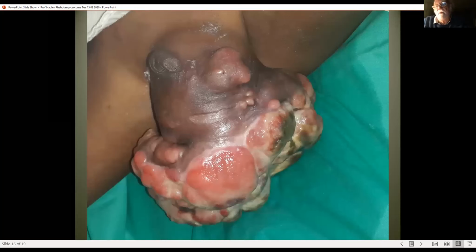This is what paratesticular rhabdomyosarcoma looks like in Durban. Yeah, the thought of doing primary surgery on this is risible. This child simply had a biopsy and was started on neoadjuvant chemotherapy. We added epiadriamycin to the vincristine, actinomycin, and cyclophosphamide, which was our standard therapy. Next slide, please.